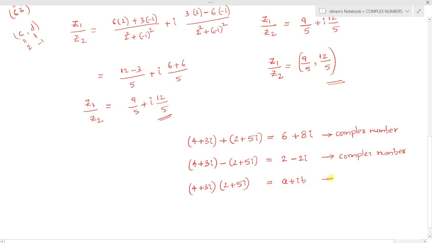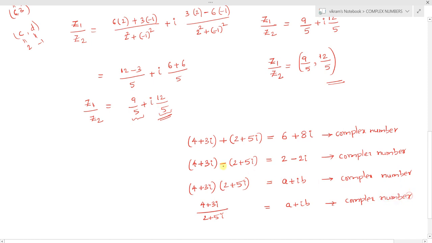That means the multiplication results again in a complex number. And if you perform the division, 4 plus 3i by 2 plus 5i, just as we have considered one example z1 by z2, again we are getting the result in the form of a plus iota times of b, which is also a complex number.